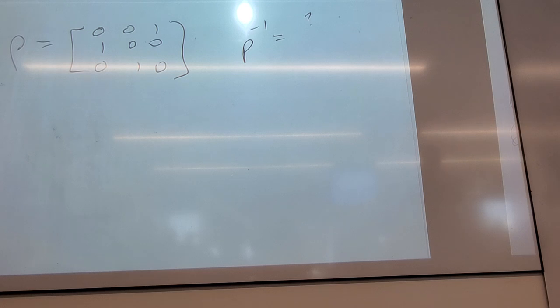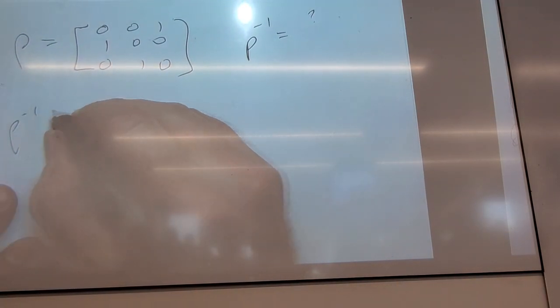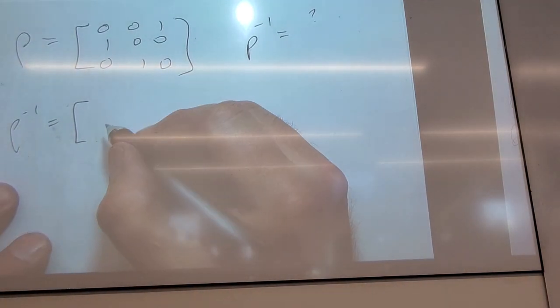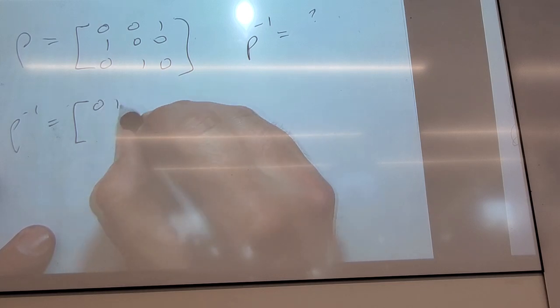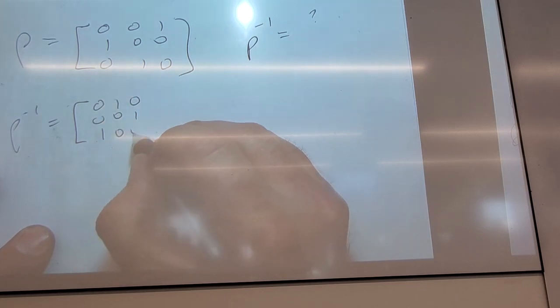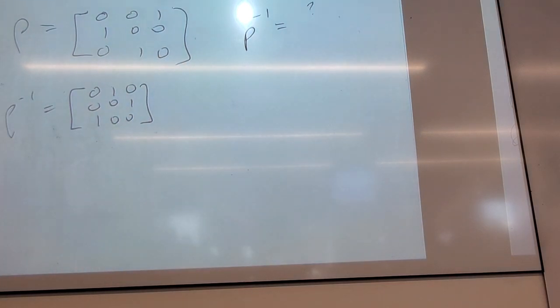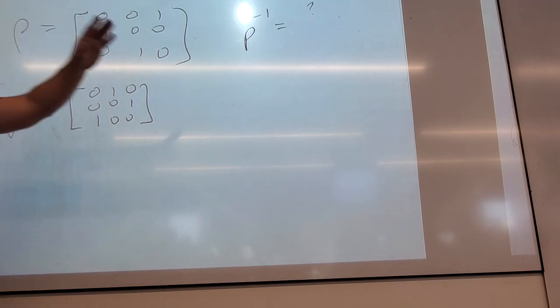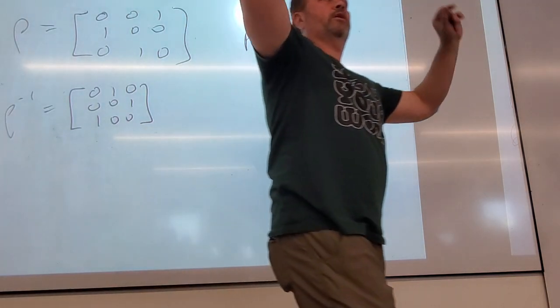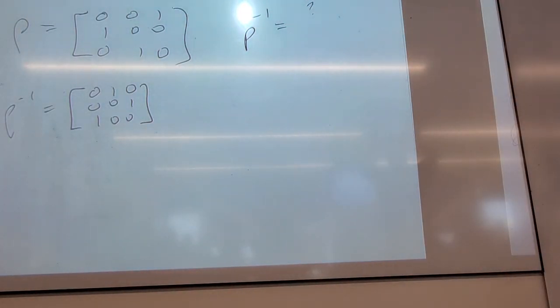If something is the inverse, what happens when I multiply it with the original? I get the identity. Did we just multiply P by something and get the identity? P squared. And what was P squared? 0, 1, 0, 0, 0, 1, 1, 0, 0. Okay. Is everybody with me on that? In this specific instance, we happen to have already done work that showed us what the inverse was.